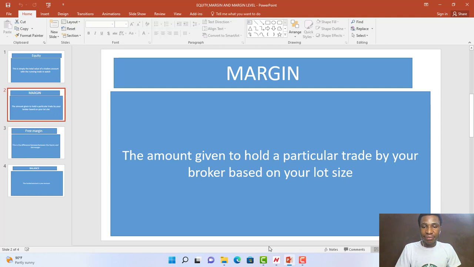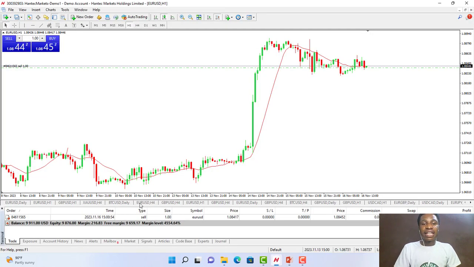So how is it? This margin is dependent on your lot size. The higher the lot size, the higher the margin, right? So you can see I placed a trade with one standard lot, and what is the margin? The margin is $216. You can see the higher the lot size, the higher the margin.